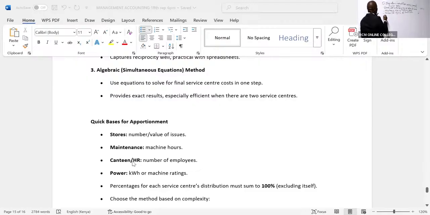Then we have power. For power, we shall either use kilowatts or machine ratings. If you have ever seen these big machines, they normally have power ratings. These are heavy duty machines, which will, for example, be using horsepower. So the bigger the machine, of course, the more power they'll be using.